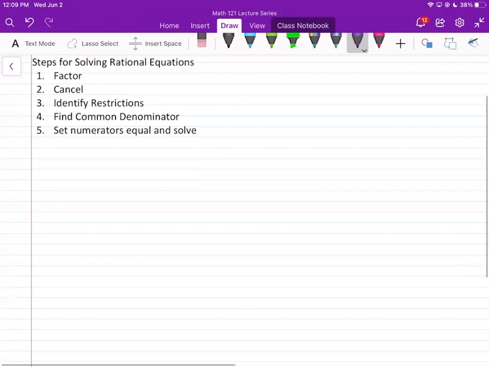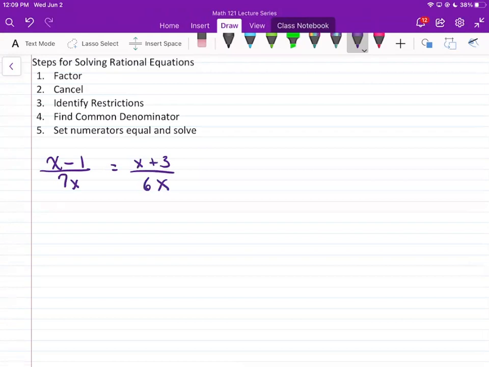First of all, if we have something such as x minus 1 over 7x equals x plus 3 over 6x. Notice we do have a rational equation in that there are polynomials in both the numerator and the denominator. The first thing we're going to do is factor. There are no parts of this particular equation that can be factored. There are also no like terms that can be canceled. Remember, because there's a minus sign in between here, we cannot cancel the x's on the top or bottom.